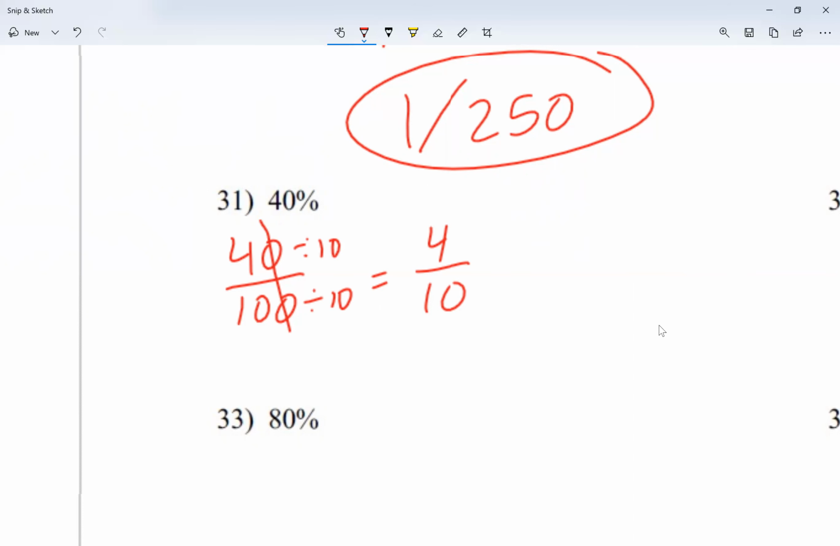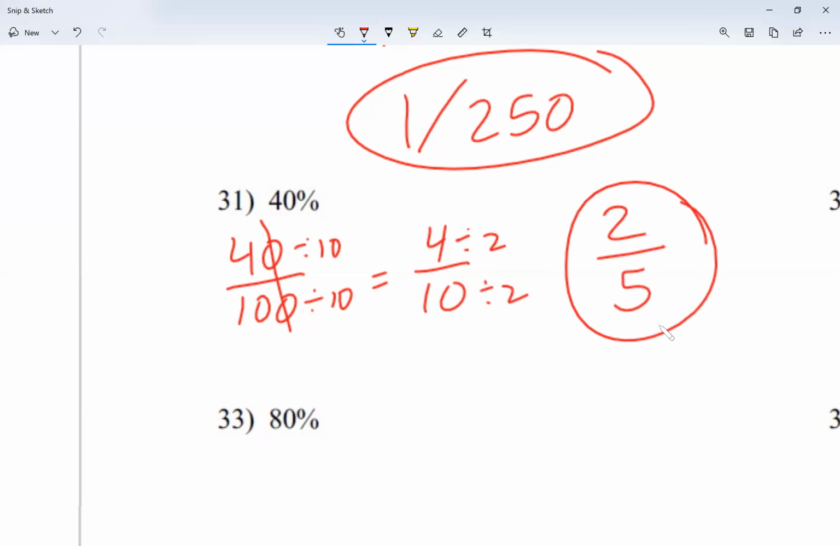Okay, so right now I have 4 over 10. Then I ask myself, can I possibly divide even more? 4 and 10. Is there anything that I can divide 4 and 10 by in order to make my numbers smaller? Let me divide each by 2. So my answer is going to be 2 over 5. Gotta simplify as much as you can.